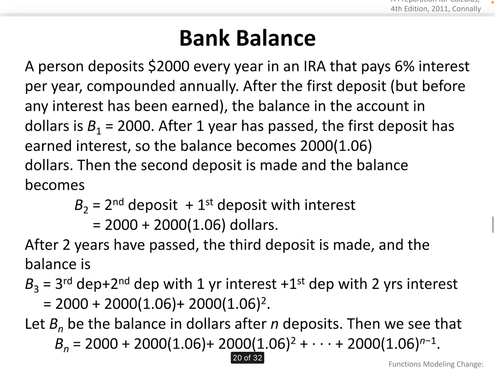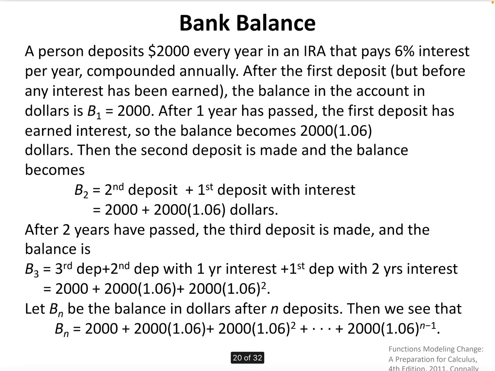order to find these. An example of a finite geometric series is an example of this type of problem. Let's say we have a bank balance of $2,000 that we put in an IRA that pays 6% interest compounded annually per year. Now, after 1 year has passed, then we don't have $2,000 in there anymore. We have 2,000 times 1.06 plus 2,000, 6% being what we've earned on that money.